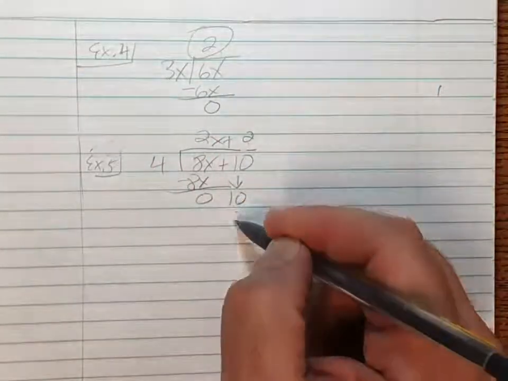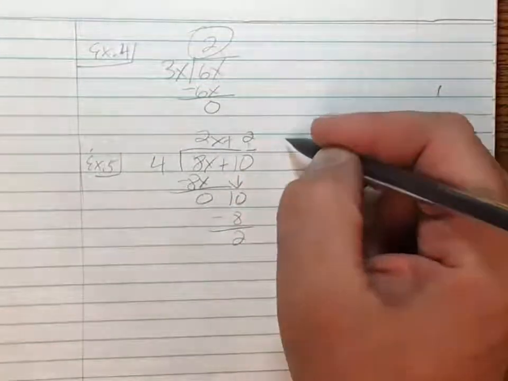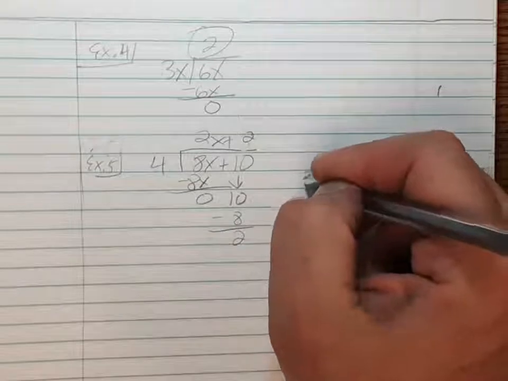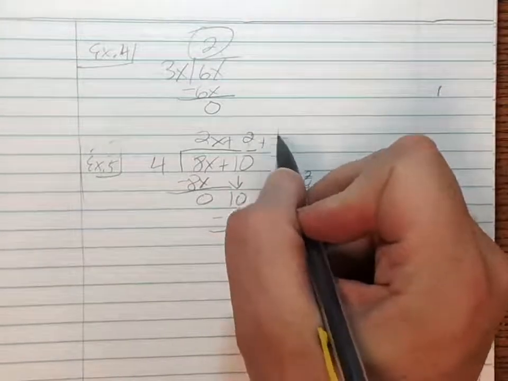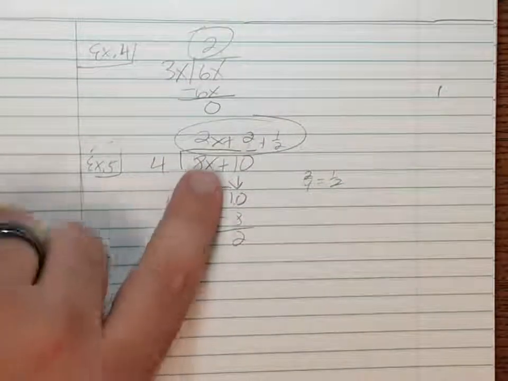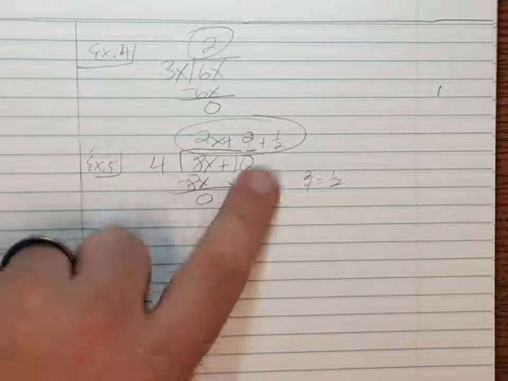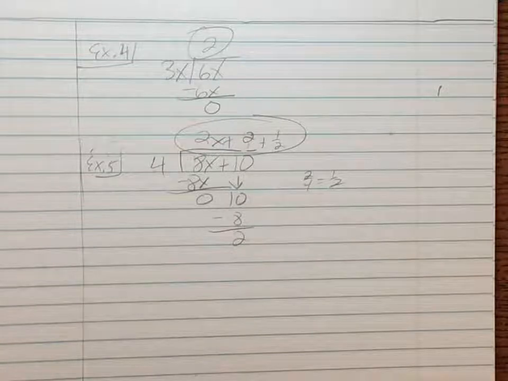2 times 4 is 8. 10 minus 8 is 2. So I've got 2x plus 2, and then my remainder will be 2 over 4, which reduces to 1/2. So this will be plus 1/2. And I added a couple different things there. Obviously, I added the extra term, and we went ahead and put a remainder in there because you're going to have a lot of remainders, so you might as well see them now.